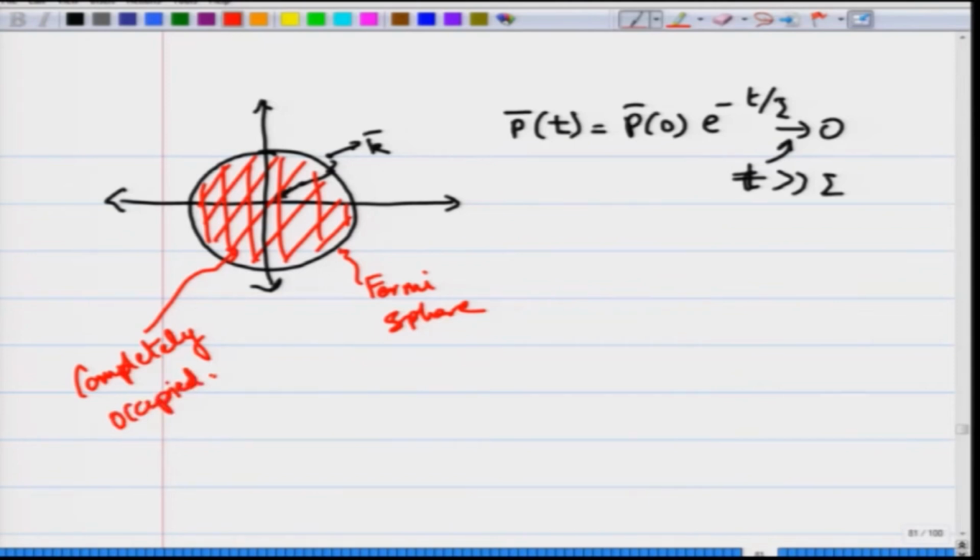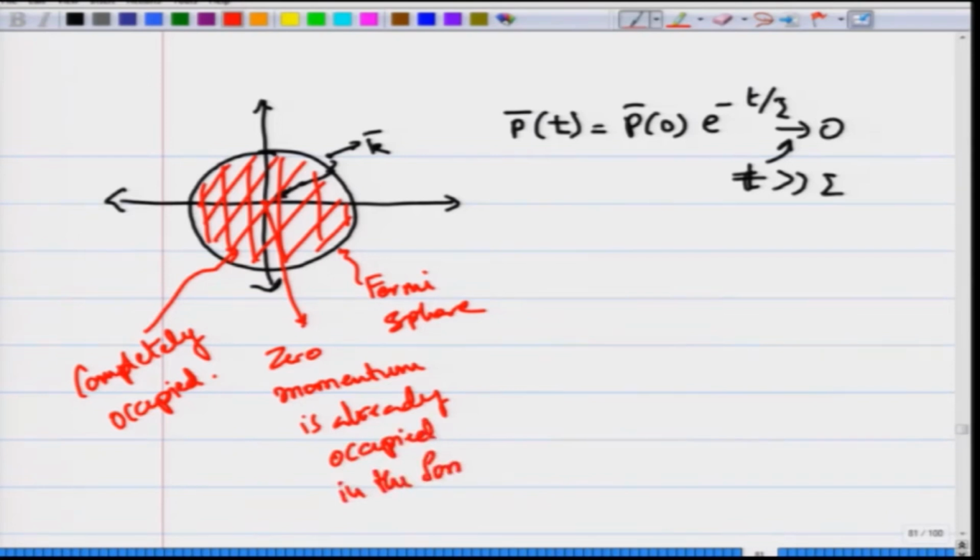So, although some electron acquires a momentum after scattering, the 0 momentum state is not available to that individual electron because it is already occupied. The 0 momentum state is already occupied in the Sommerfeld's picture of electron in solid.